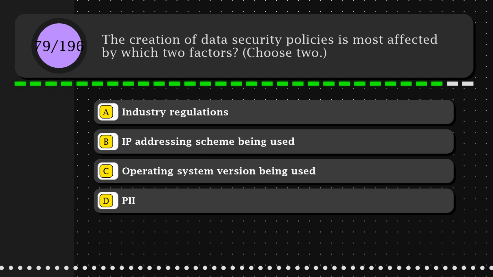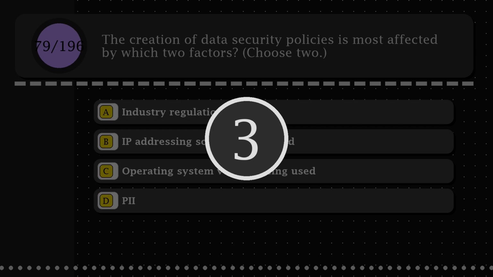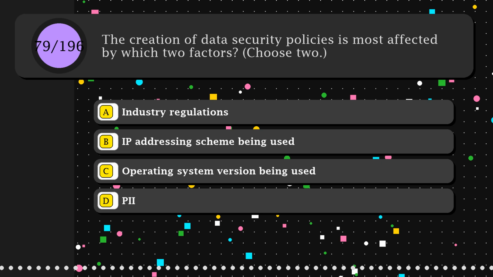Question 79. The creation of data security policies is most affected by which two factors? Choose two. Option A, industry regulations. Option B, IP addressing scheme being used. Option C, operating system version being used. Option D, PII. The correct answer is option A, D.